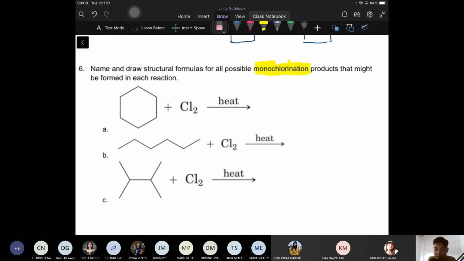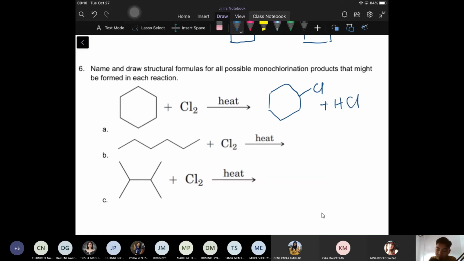And yan lang din yung ibibigay ko sa inyo to make things simple. Okay? So basically, what we will do here is that we will substitute one hydrogen with one Cl. For example, we have this molecule, the cyclohexane. If that is going to undergo a monochlorination reaction, ano mangyayari? Yung isang H, papalitan lang ng isang Cl and we're done. Okay? So, ganun lang. Plus HCl.